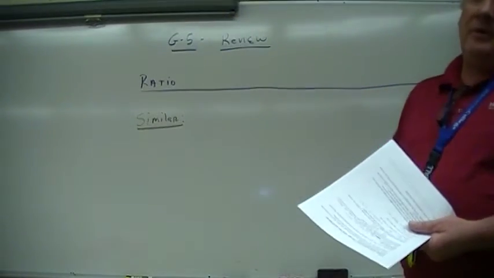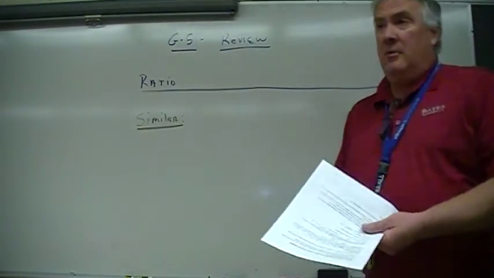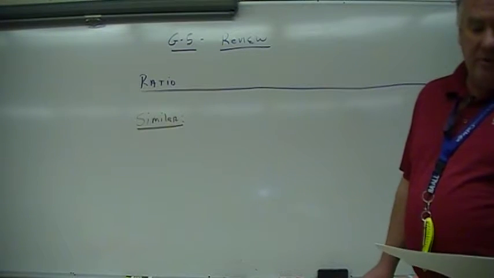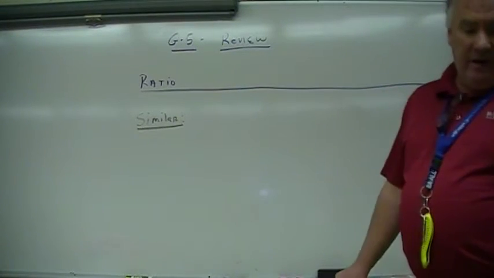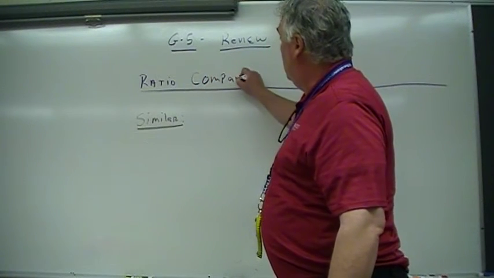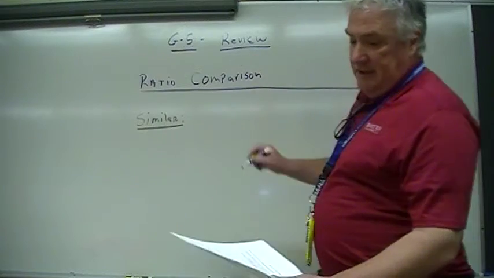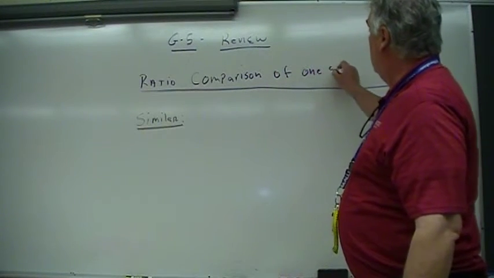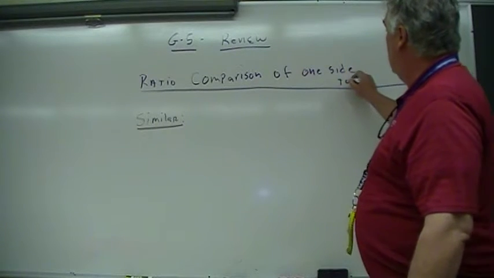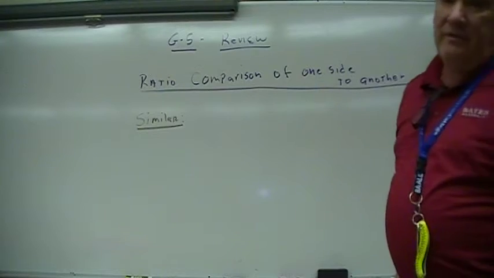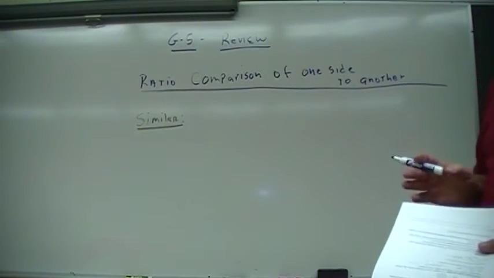However, we need a little bit of review first. And we're going to review a couple things. Two are vocabulary words we should get through pretty quickly. One is the idea of a ratio, which is a comparison of one side to another. That's how we're going to do it.